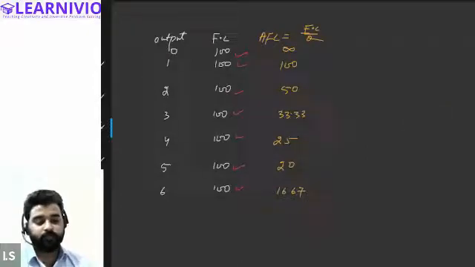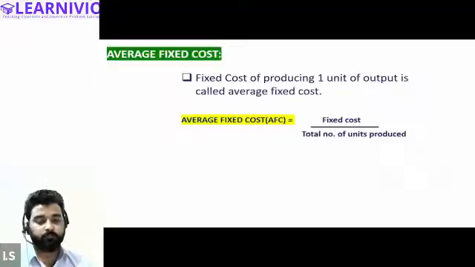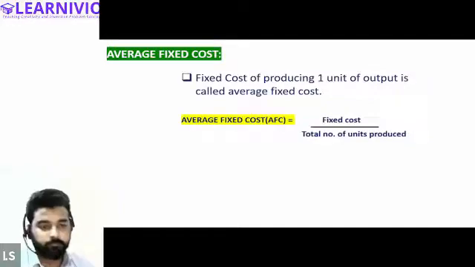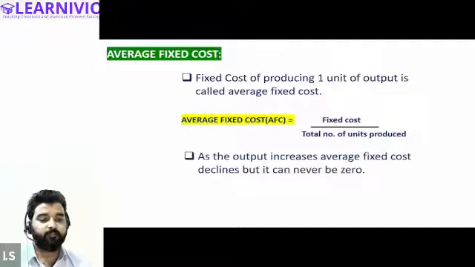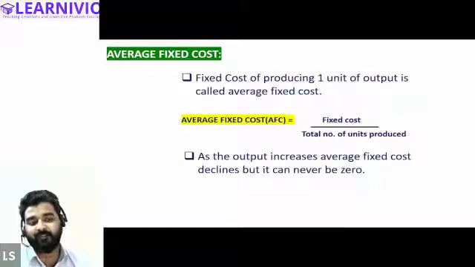Okay, let's first understand this on the PowerPoint. So see, what is written here? As the output increases, average fixed cost declines, but it can never be zero. Getting my point? As we already know, average fixed cost decreases with the increase in the output. But can it ever be zero? The answer is no. It can never be zero, because fixed cost can never be zero.